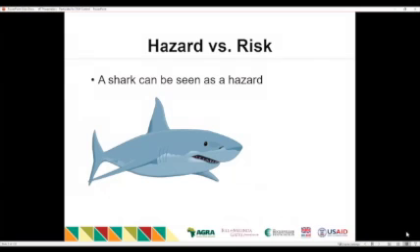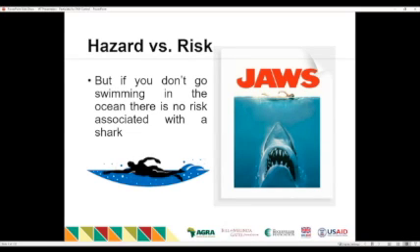I think everybody can recognize that a shark can be seen as a hazard. A shark is never going to be a risk to any human being unless you go and swim in the ocean where the shark is. And I think most people have heard of the movie Jaws. So this illustrates it very nicely. There is a hazard associated with any pesticide because, as I said, they are designed to kill. They're designed to kill pests, not humans, but of course, because our biology is similar, they can also affect humans negatively, and of course other organisms in the environment.